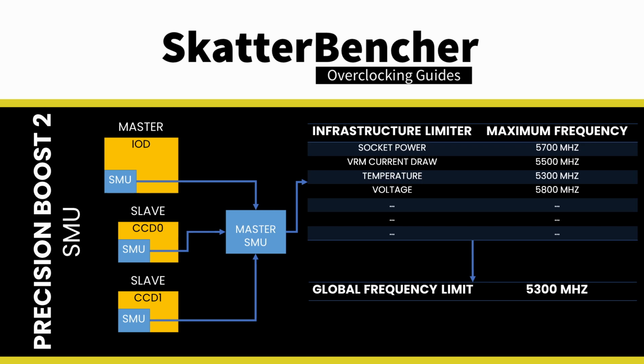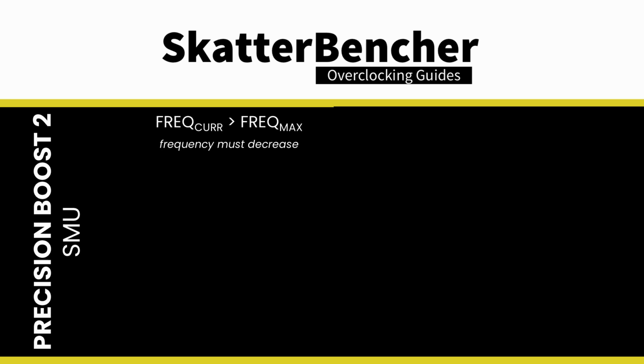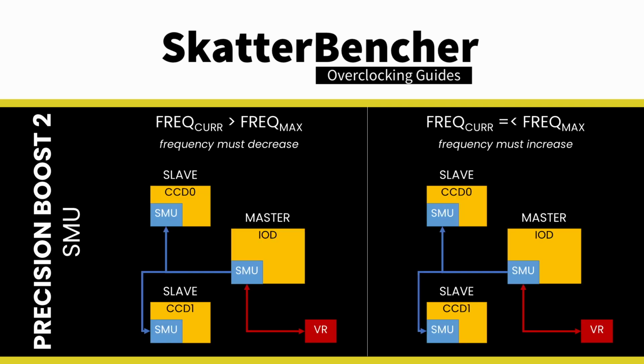The firmware then selects the most constraining limit as the global frequency limit. Then either of two things can happen. The current frequency exceeds the limit, or it doesn't. If it does, the frequency is reduced, and if it doesn't, there's frequency headroom and the frequency will increase. Either way, the master SMU passes the frequency change request to the slave, and each slave applies the frequency changes to the CPU cores of the local die.